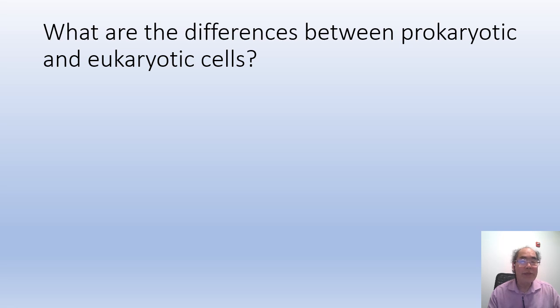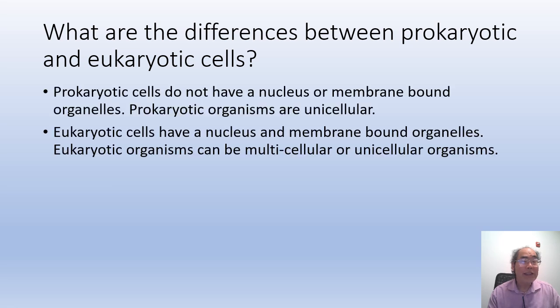What are the differences between prokaryotic and eukaryotic cells? Please answer. Prokaryotic cells do not have a nucleus or membrane-bound organelles. Prokaryotic organisms are unicellular. Eukaryotic cells have a nucleus and membrane-bound organelles. Eukaryotic organisms are multicellular or unicellular.